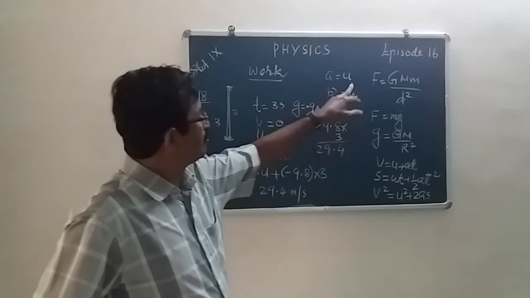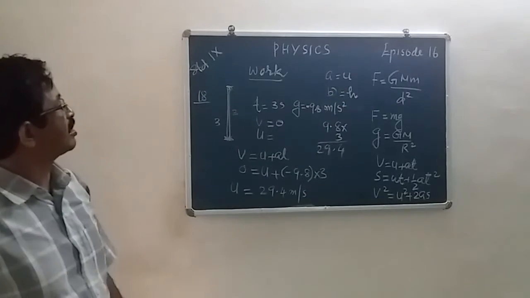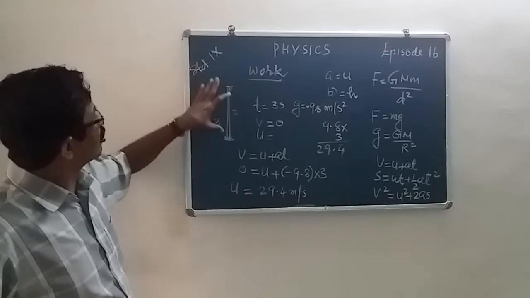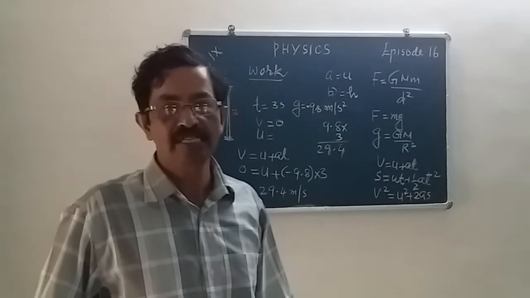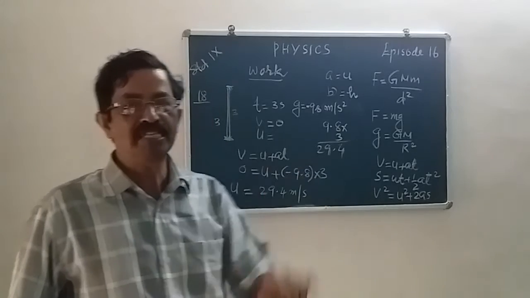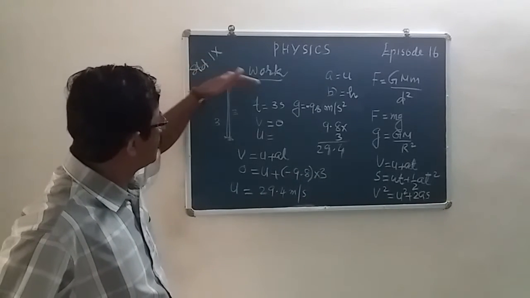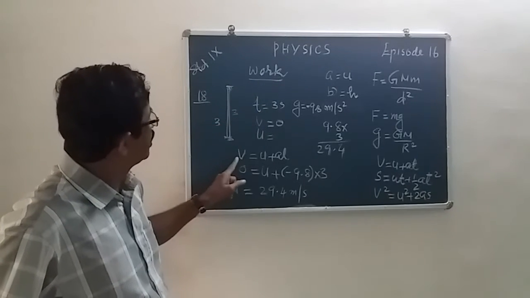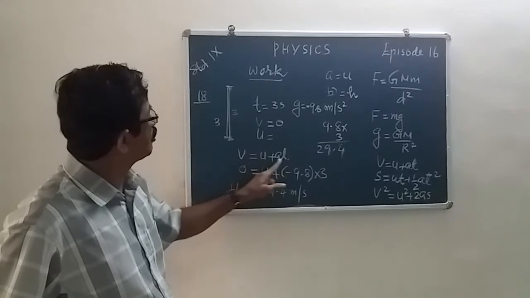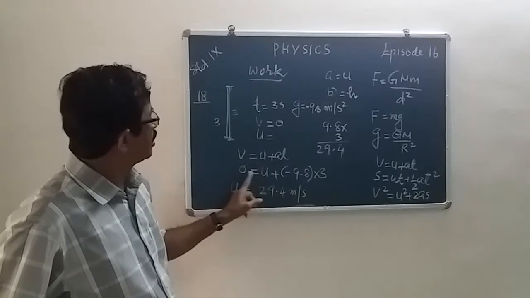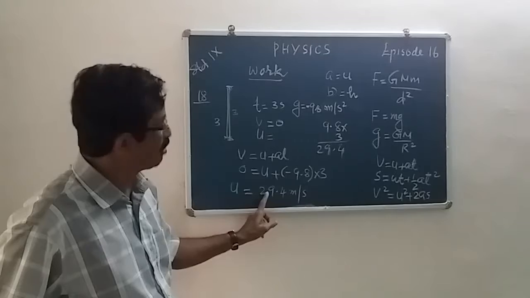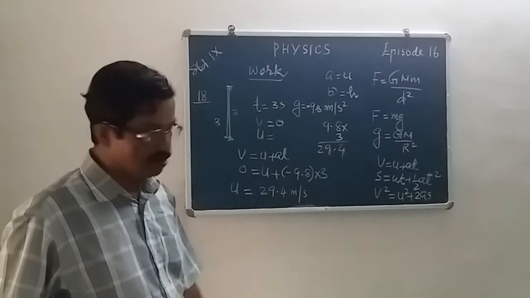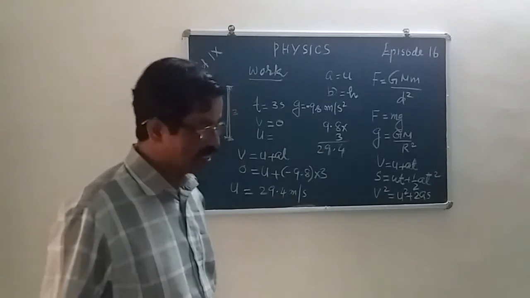Can you remember how to find it? The things given here: total time taken is 6 seconds. So half of the time is taken to reach the topmost point. So t is equal to 3 seconds, v is equal to 0. We used the relation v is equal to u plus at, and from this relation we got the initial velocity as 29.4 meter per second.